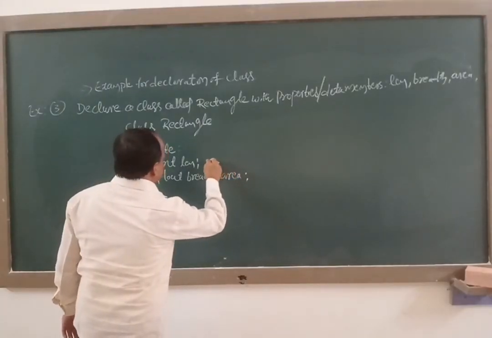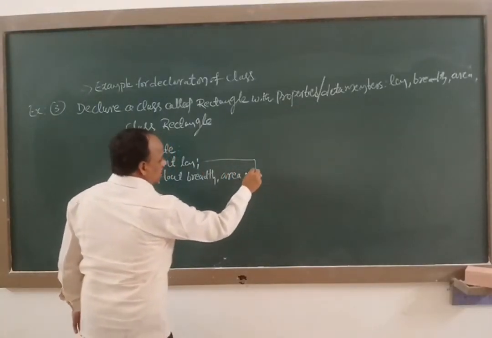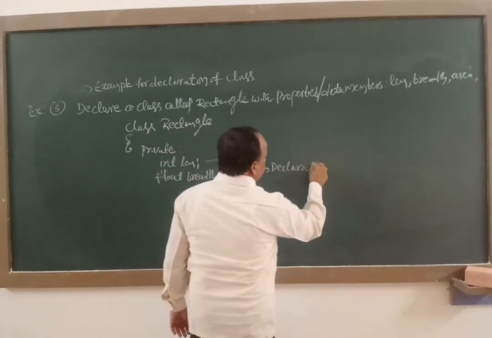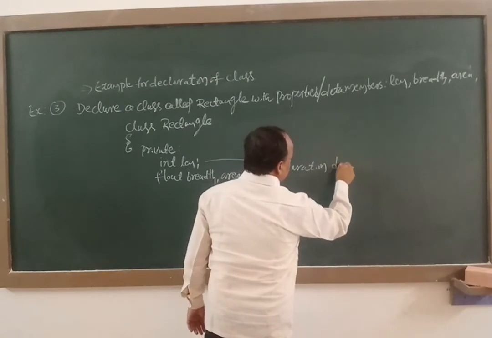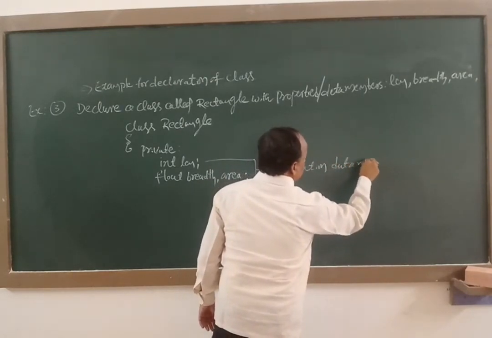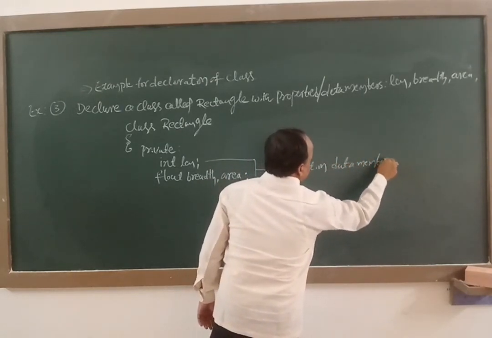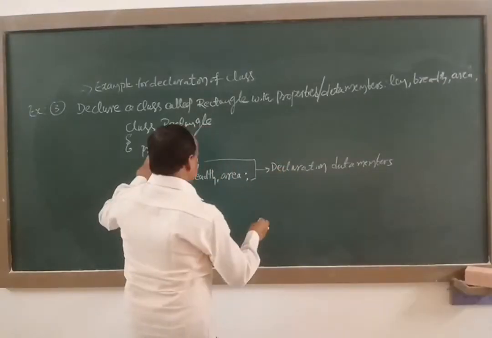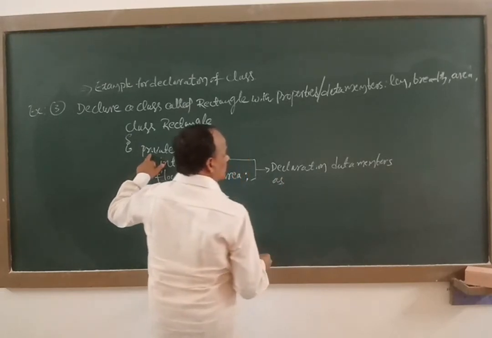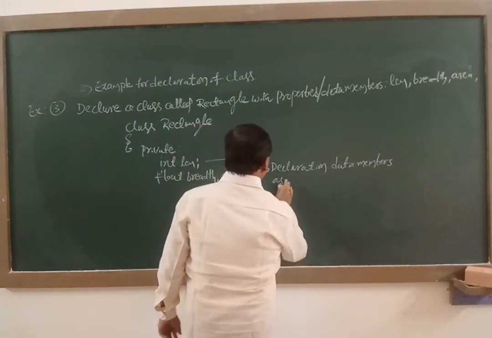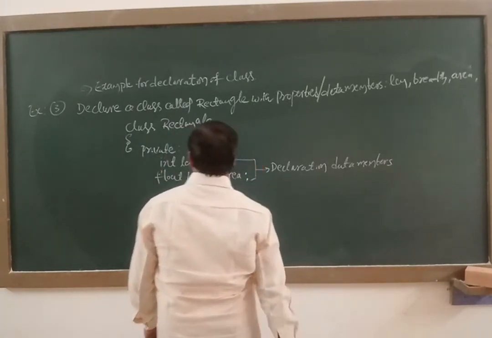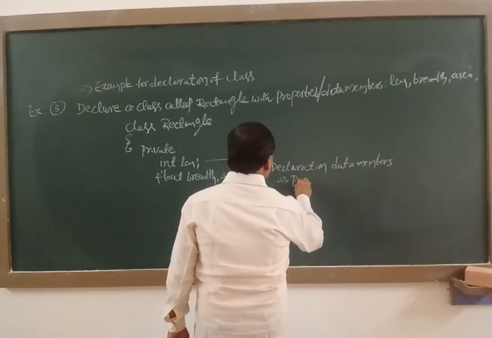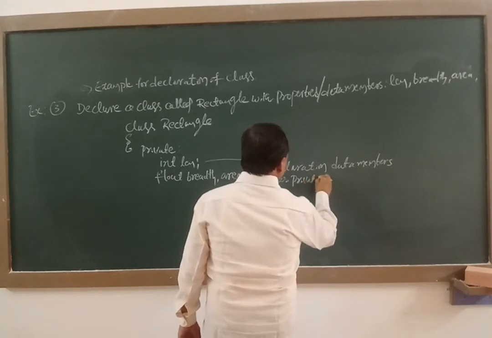Now what happened? These two lines indicate the declaration of data members as private.